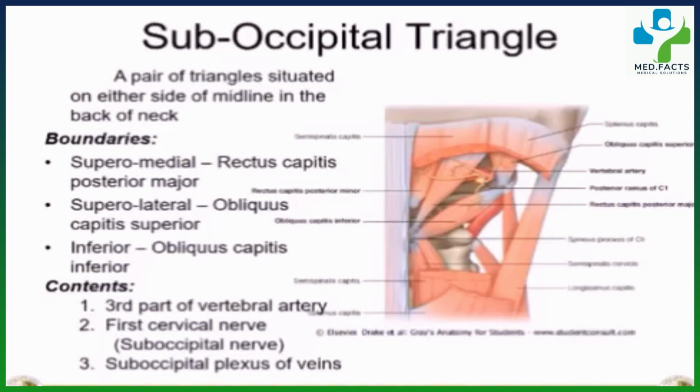It has 4 parts: first, second, third and fourth part. So the third part is the one which will be passing through this triangle. Along with that there is also the first cervical nerve, which is also called the suboccipital nerve, also coming through this triangle. Along with that there is the suboccipital plexus of veins, which can be traced. So these are some of the important contents. The major content will be the third part of the vertebral artery, because this is one of the 2 arteries which will be supplying the brain. So this is about the suboccipital triangle and its boundaries.